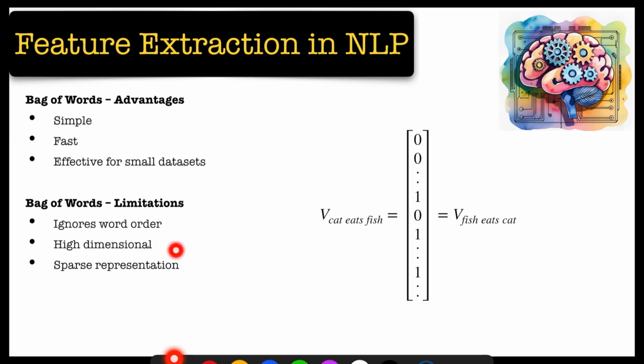It's high dimensional, since the one-hot vector representation is basically high dimensional, so this is also high dimensional. Sparse representation, so of course there will be lots of zeros in the vector.